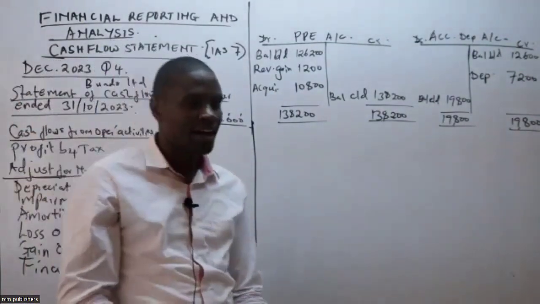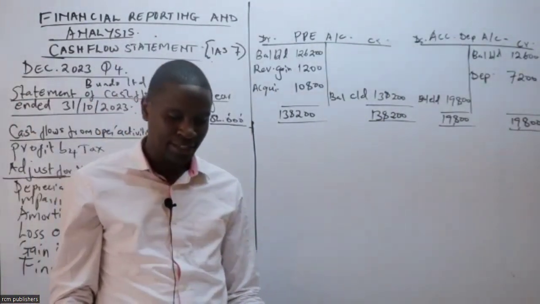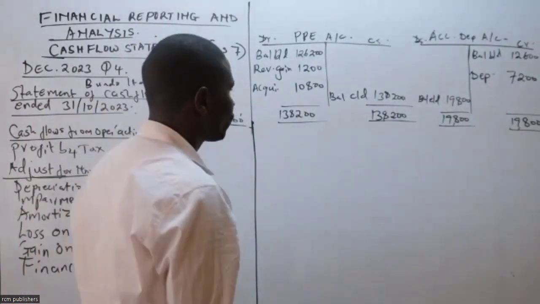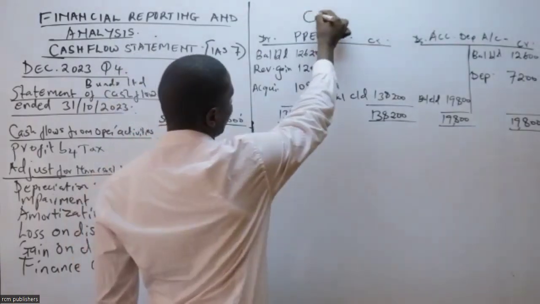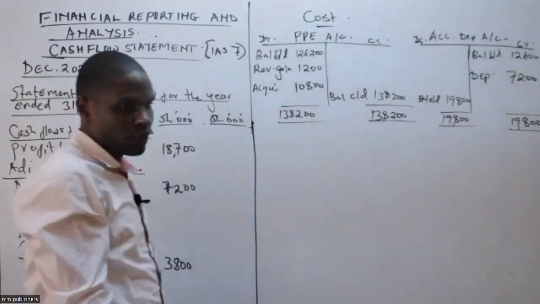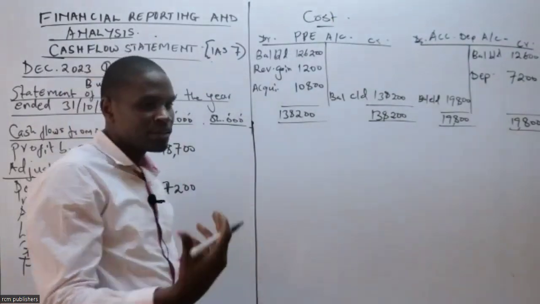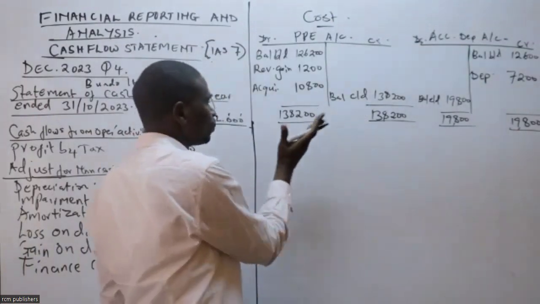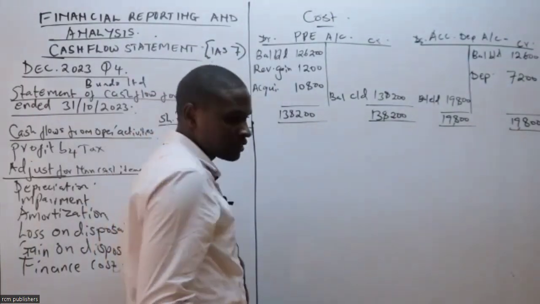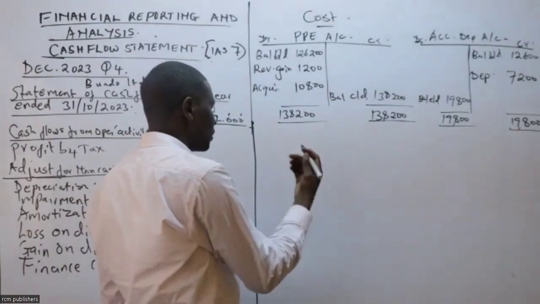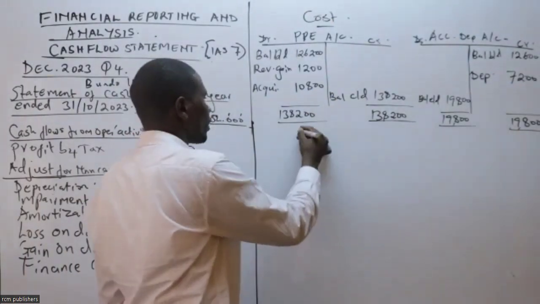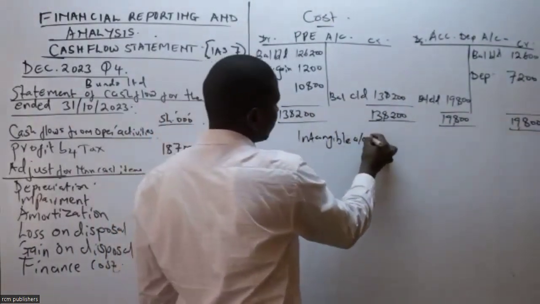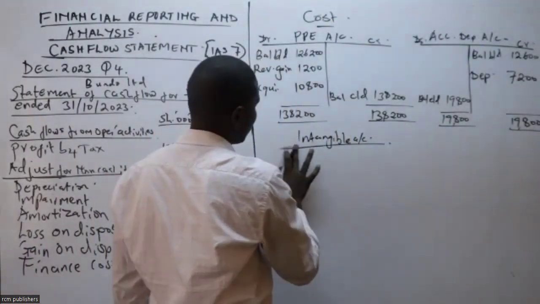Then we check any other asset, any other non-current asset. I can see we had an intangible asset. We need to first of all finish this. Remember this one, we have just used the cost approach. You can as well use the net book value approach, and you're going to get your result as the same. For the interest of time, let's proceed to the intangible asset account. Okay.